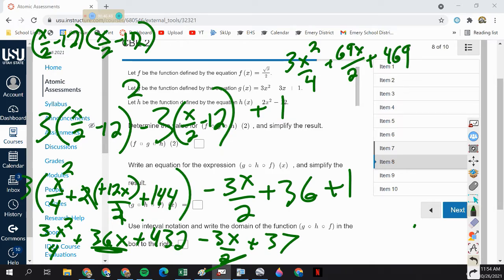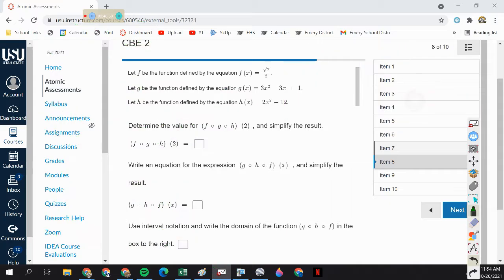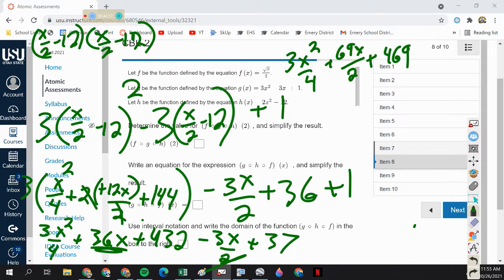I might have done something wrong, but I don't know. Oh, should we check? See how wrong I am. Oh, let's go back. What is the domain of this new function here?